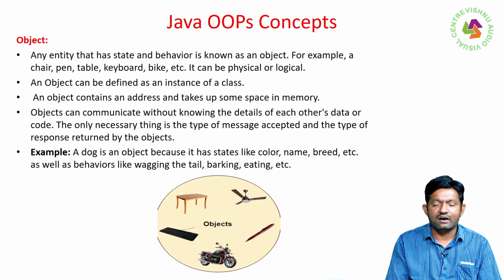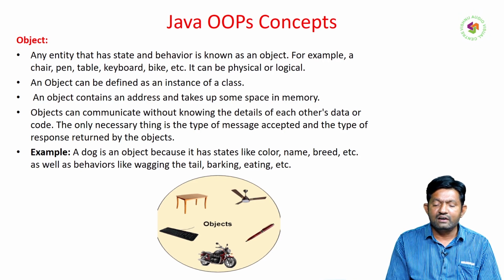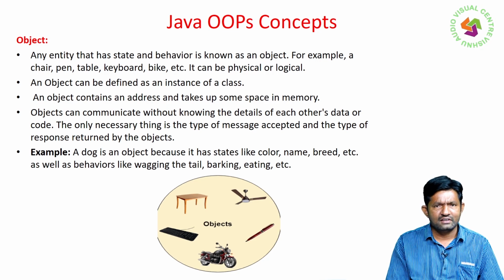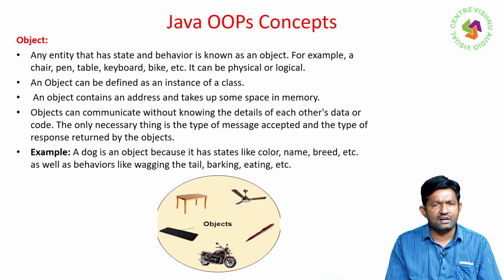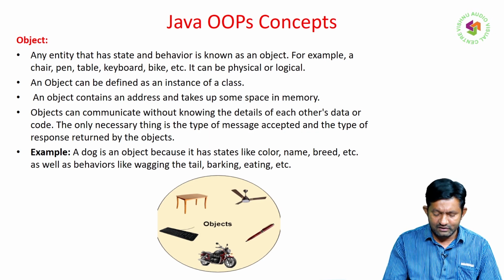So what is object? An object is a real world entity. Example, student is an object, employee is an object, pen is an object. An object is an entity that has a state and behavior. For example, a chair is an object, a pen is an object, a table is an object, a keyboard is an object, a bike is an object. In general, an object is a real world entity.